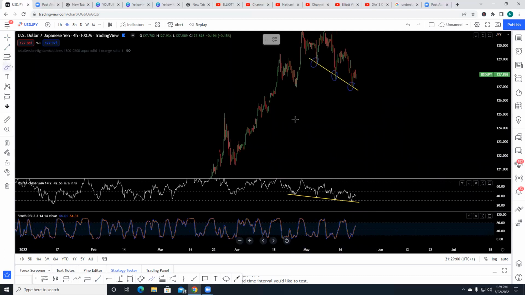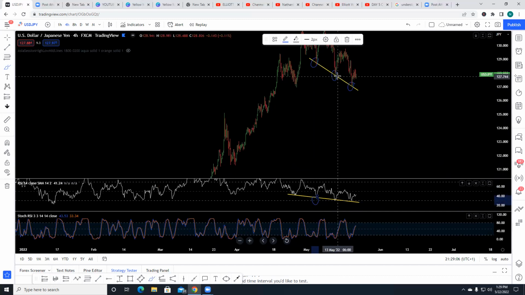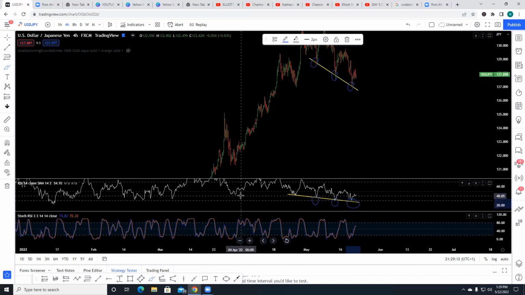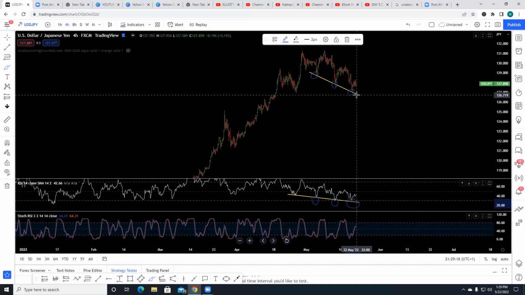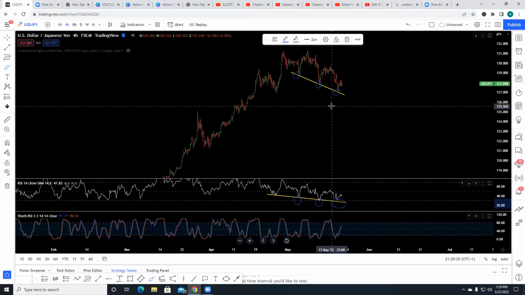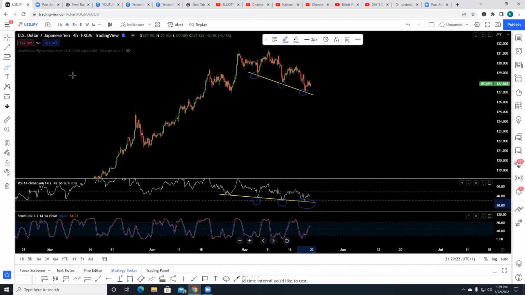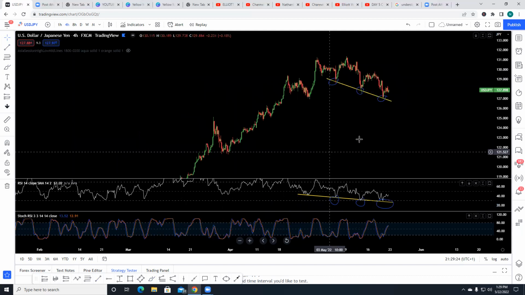If you look at it very well, look at the low here, look at the low here. It means you are making a lower low on the RSI, and you are making a lower low on the chart. So this does not show a divergence.